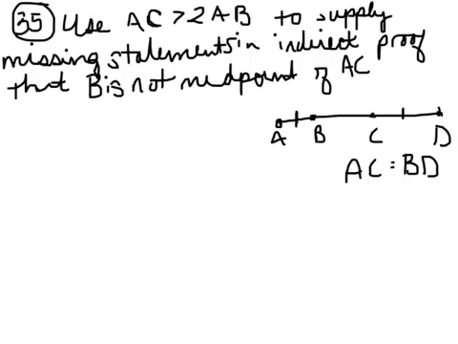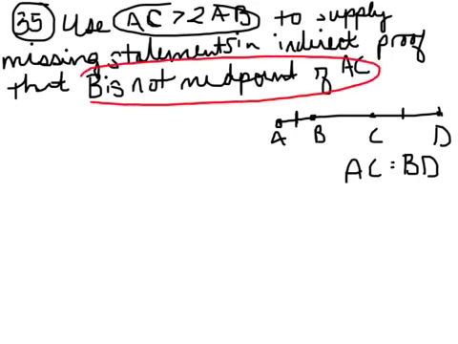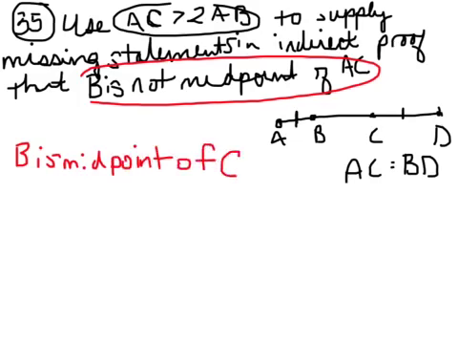So we're supposed to use this additional fact that AC is greater than 2AB to supply the missing statements in this indirect proof. Well, our beginning assumption in an indirect proof is always the opposite of what is stated above. So we're going to try to show that B is not the midpoint of AC, but our assumption is going to be the opposite of that. So our assumption on the first missing statement is B is the midpoint of AC.